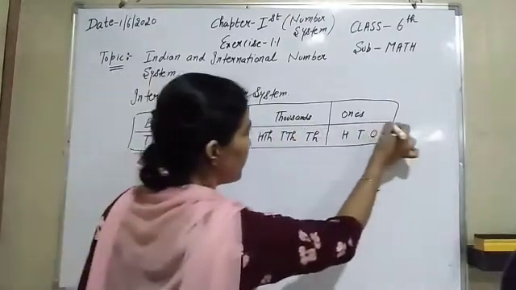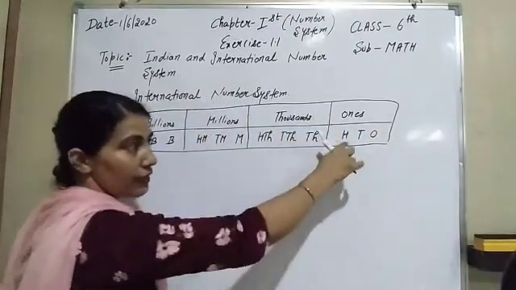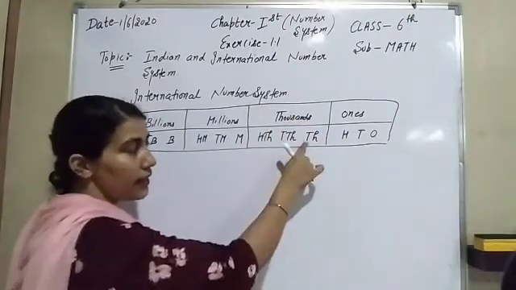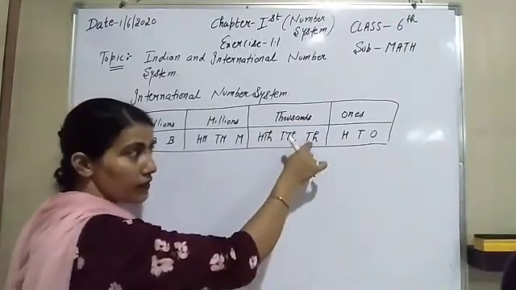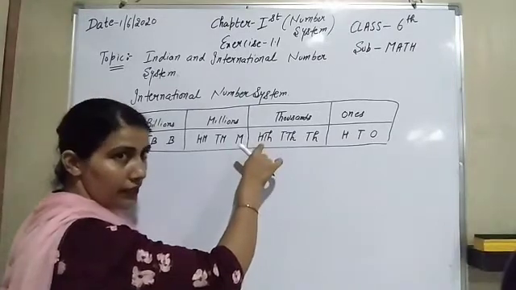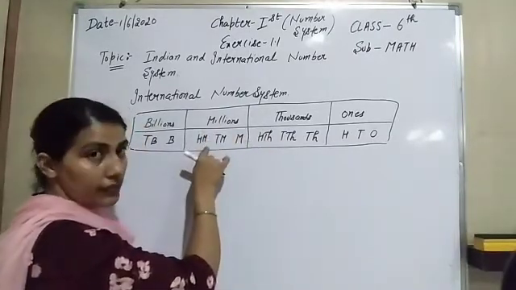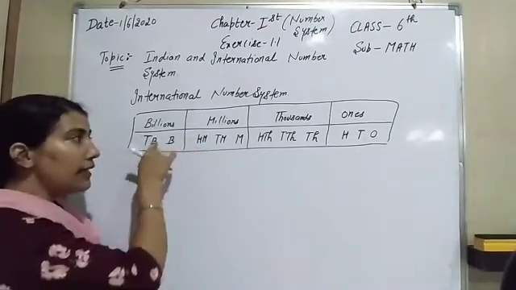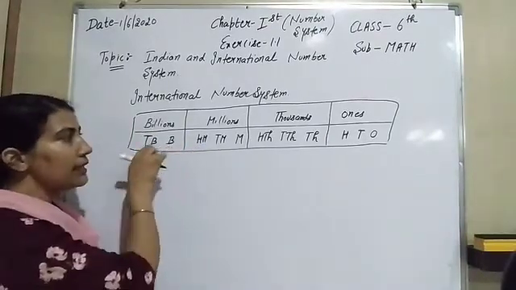Okay, I'm going to repeat this again. In ones, we have 3 digits: ones, tens, hundreds. In thousands, again 3 digits: 1,000, 10,000, 100,000. In millions, again 3 digits: million, 10 million, 100 million. In billions, only 2 digits are there, billion and 10 billion.